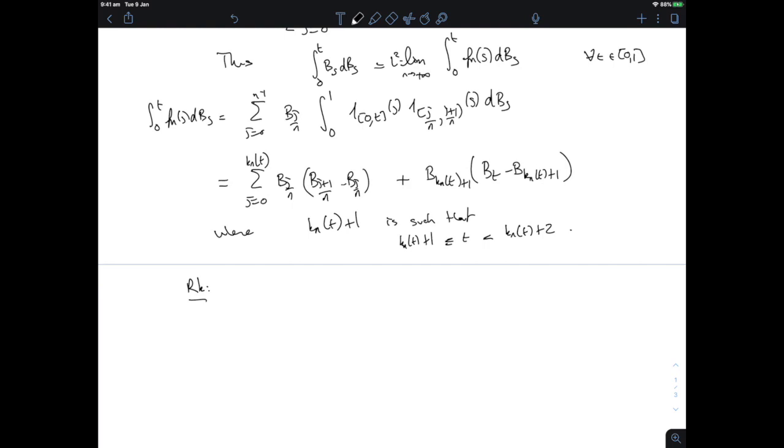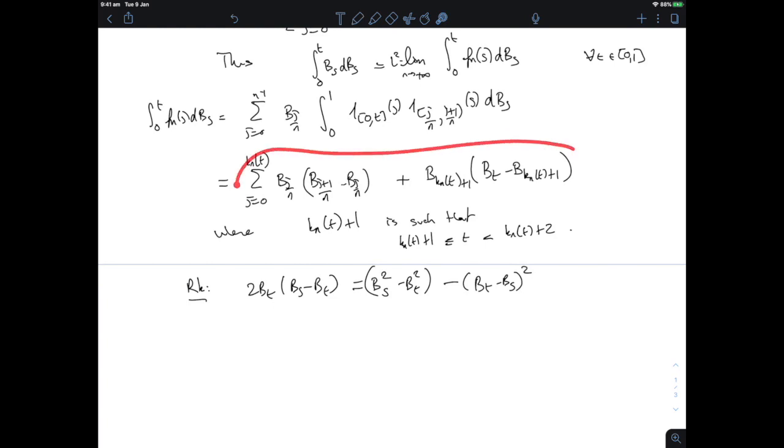So here is a little algebraic remark. 2b_t times (b_s minus b_t) is always equal to b_s squared minus b_t squared minus (b_t minus b_s) squared. You just compute it and you will check that this equality holds. This algebraic property is what we're going to use to relate these sums that involve the Brownian at time t times an increment of the Brownian to things like differences of the Brownian squared, or differences of the Brownian all squared, which are more related to the quadratic expression b_t squared over 2 that we want to get.